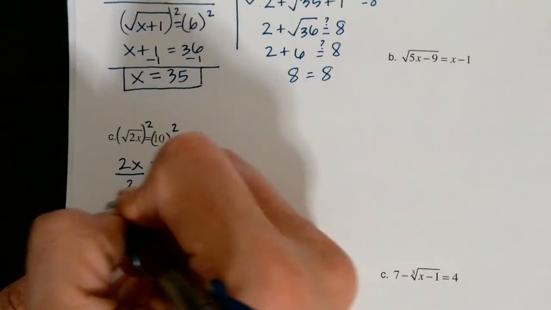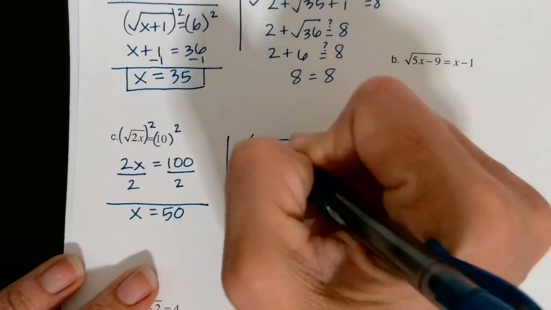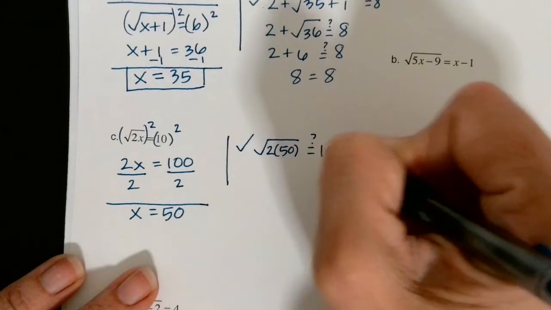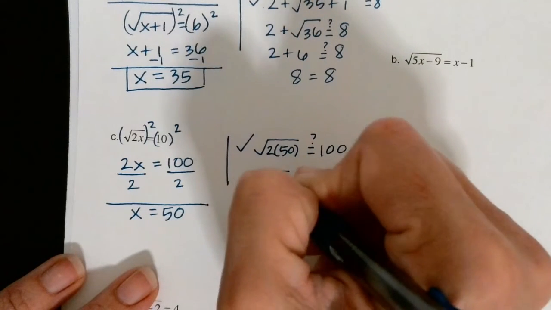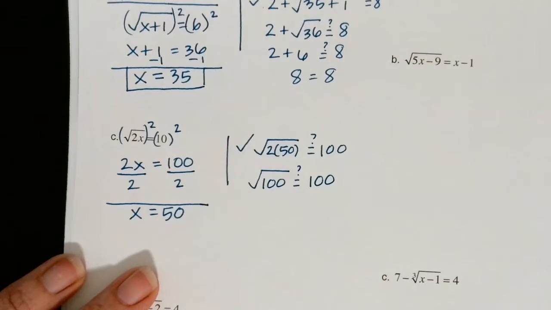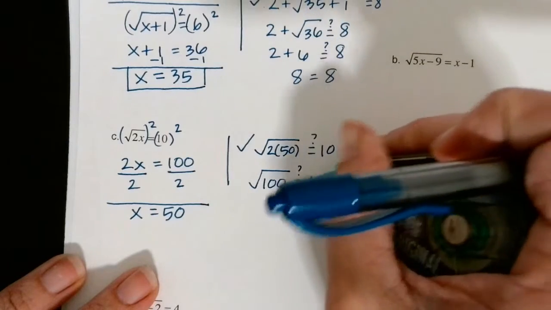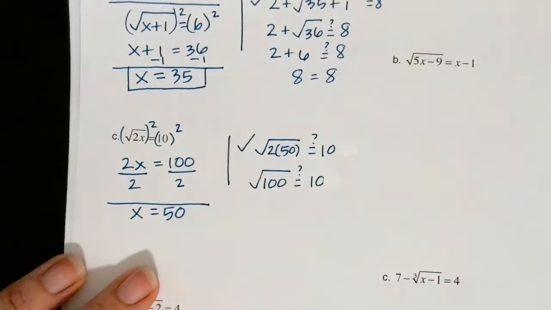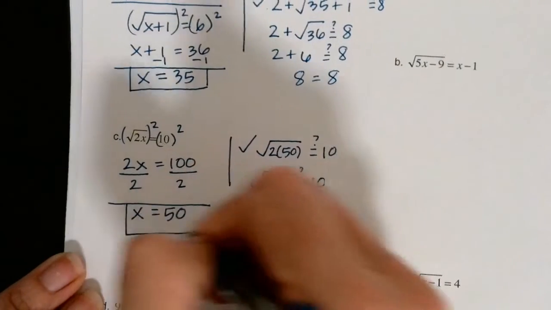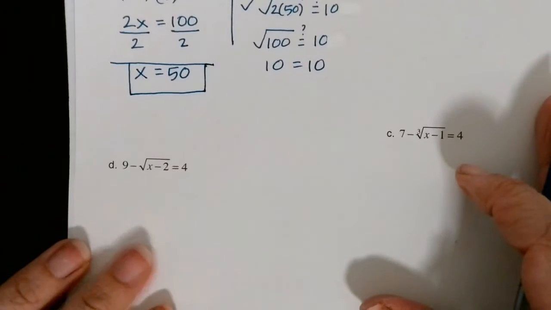Okay, so before I can box this answer, I need to do my quick check. Square root of 2 times 50, does that equal 100? Square root of 100, does that equal 100? Sorry, not 100. Does it equal 10? I squared it, and that's why it equaled 100. Alright, square root of 100 is 10. Yes, 10 equals 10. Alright, next one. Let's keep going.